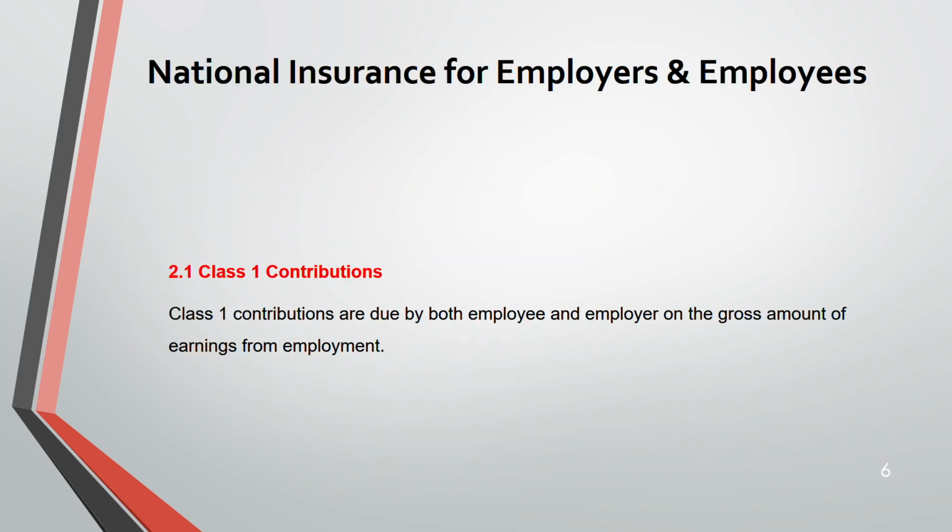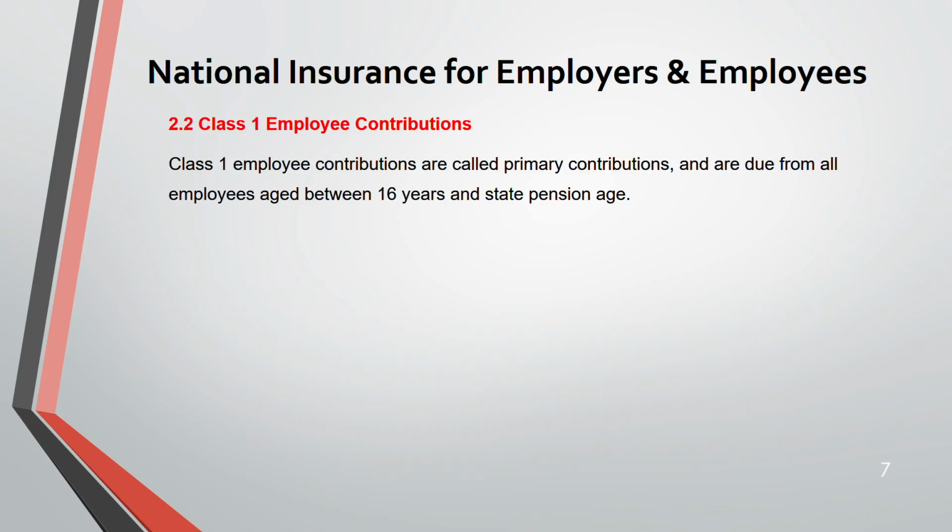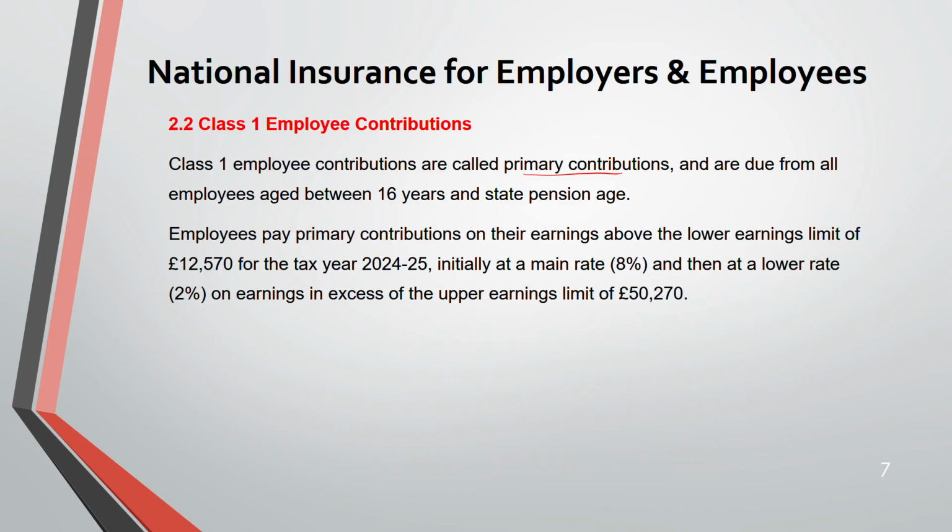So we'll start with class 1. This is due from both employee and employer on the gross amount of your earnings from employment. It is due from all employees between 16 and state pension age. When employees pay class 1, it is known as primary contribution. Class 1 employee contributions are also called primary contributions. Employees pay these on their earnings above a limit. What is that limit? It is the same as the personal allowance, but do not get confused with it. This is the lower earning limit. If you are earning above this, you have to pay NIC. Anything less than 12,570, you don't have to pay any NIC.